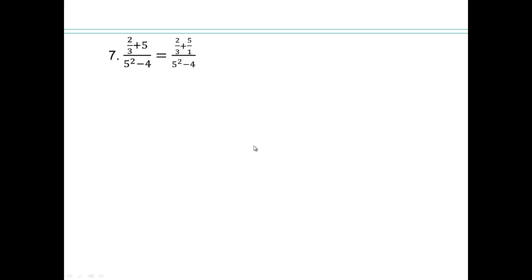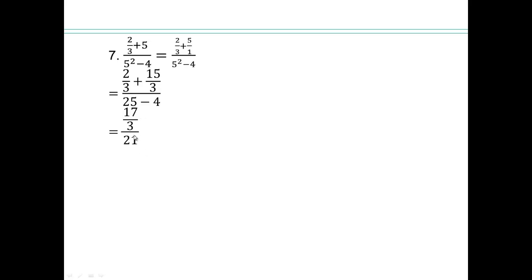All right, now what? That looks kind of interesting, doesn't it? So 2/3 plus 5, divided by 5 squared minus 4. Remember, 2/3 plus 5 is the same as 2/3 plus 5 over 1. Left to right, numerator by itself and denominator by itself. So you're going to have 2/3 plus 15/3, and the bottom is 25 minus 4.